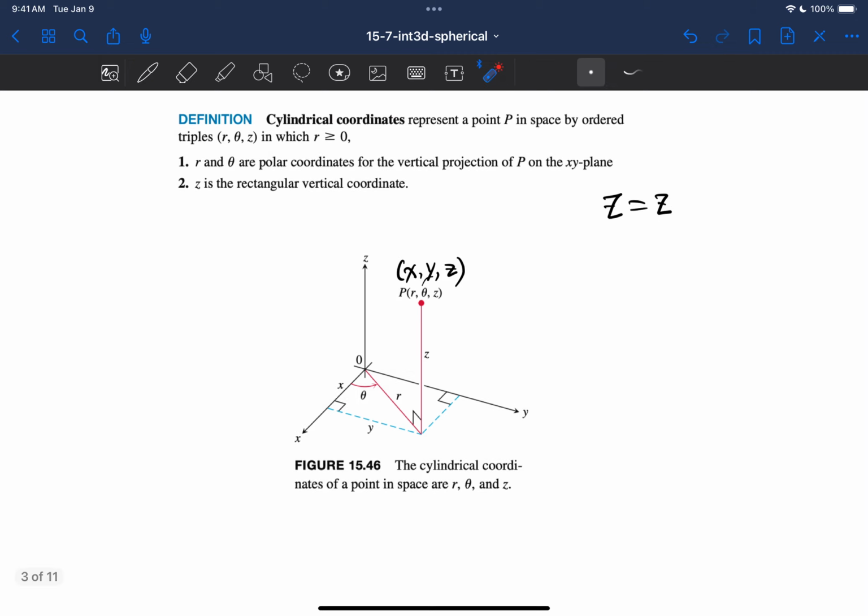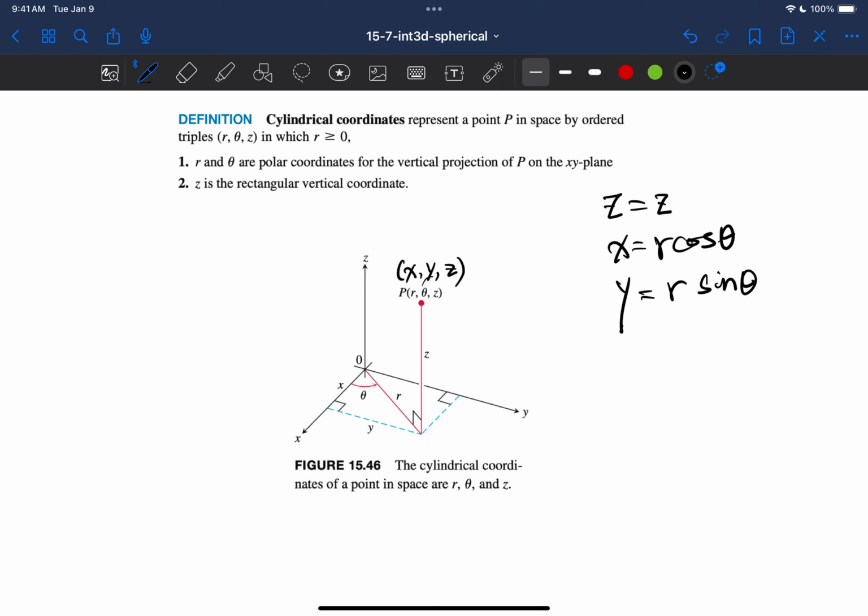But r and theta have different meanings from x and y. So what are r and theta? They are the polar coordinates of this projected point in the xy plane. In other words, r is the distance from the projected point to the origin, and theta is the angle formed by the x-axis and this projected line. So basically x equals r cosine theta, and y equals r sine theta.